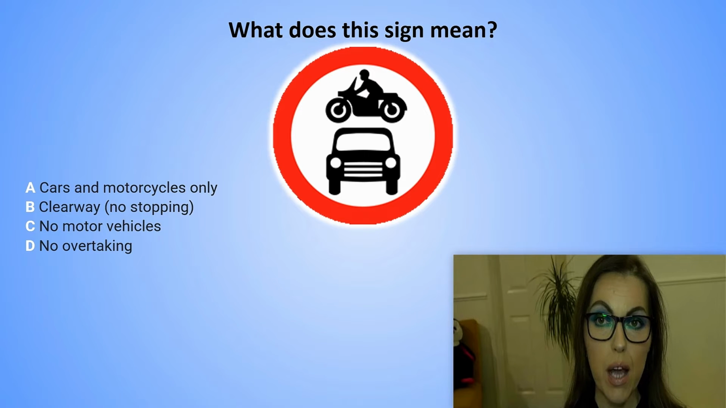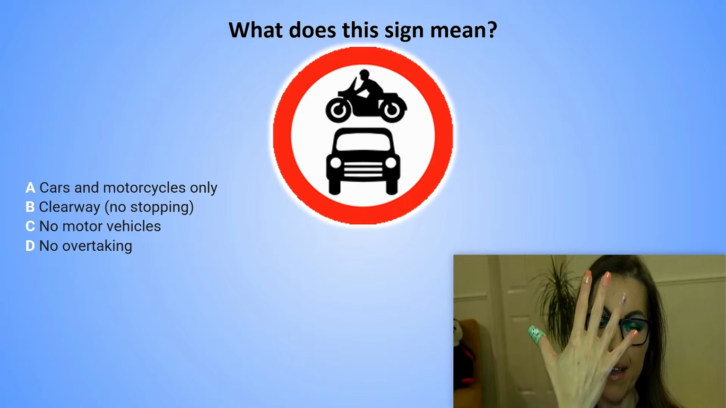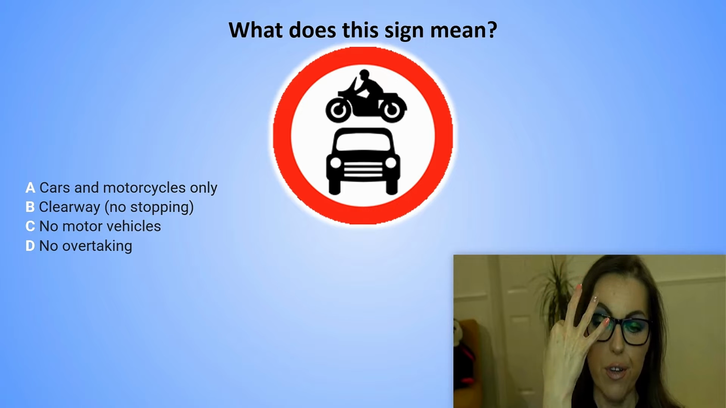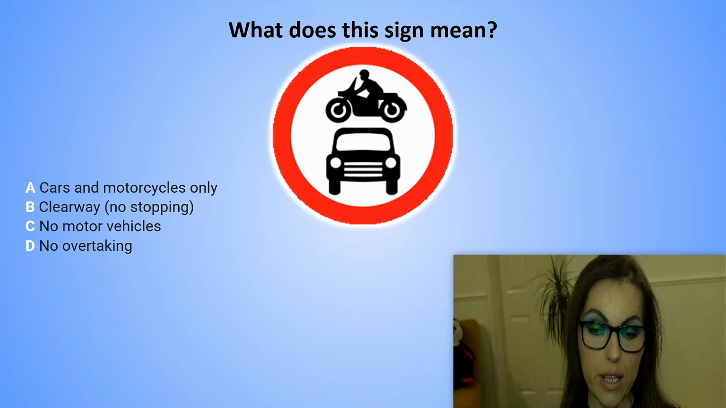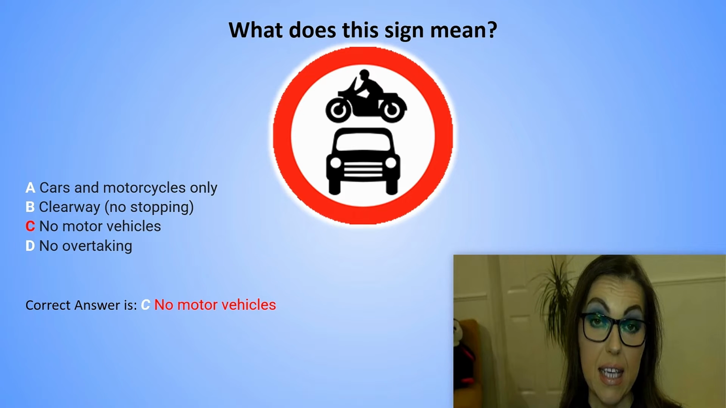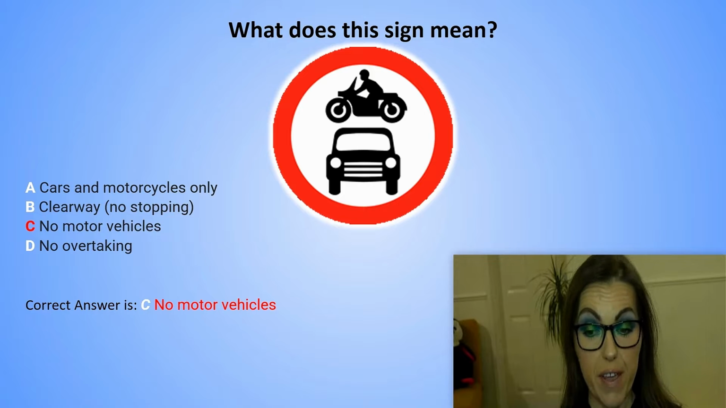And the countdown begins now. 5, 4, 3, 2, 1. The correct answer is C. No motor vehicles.